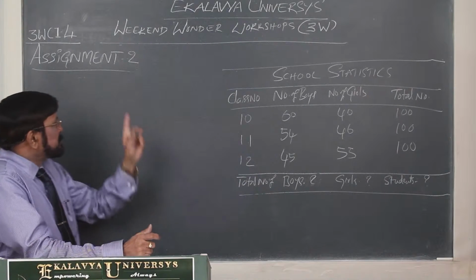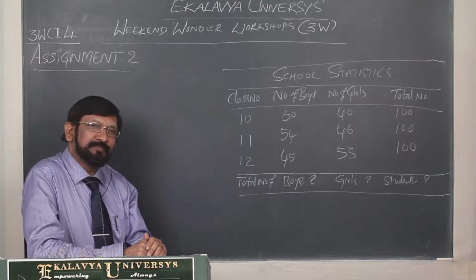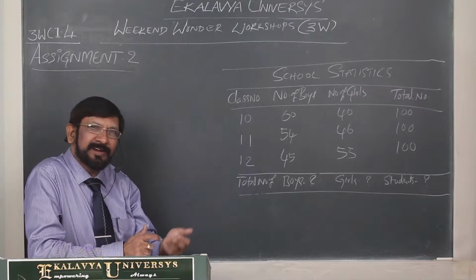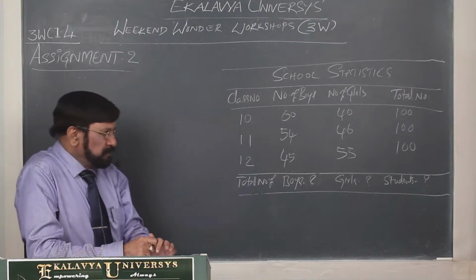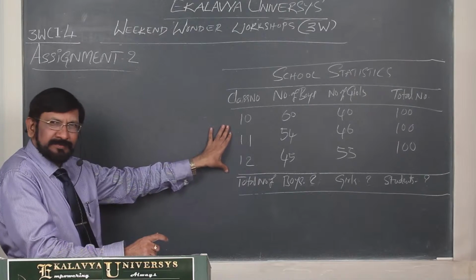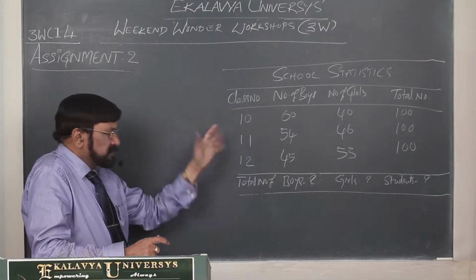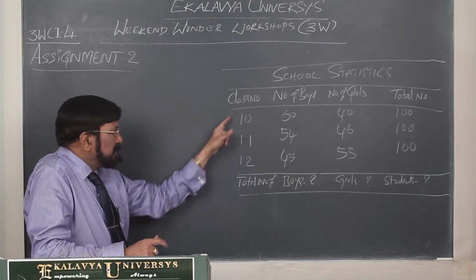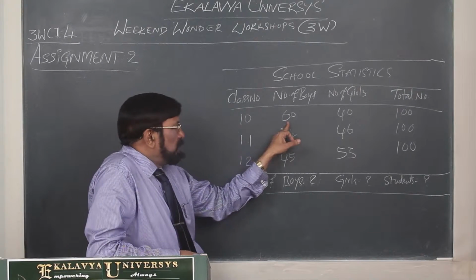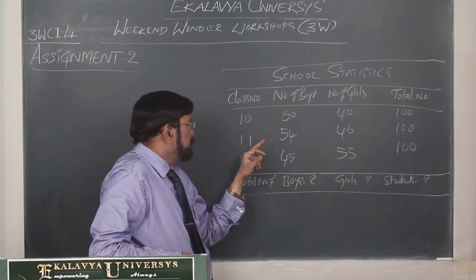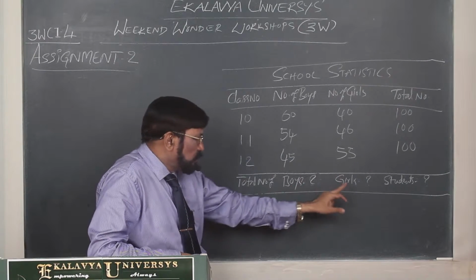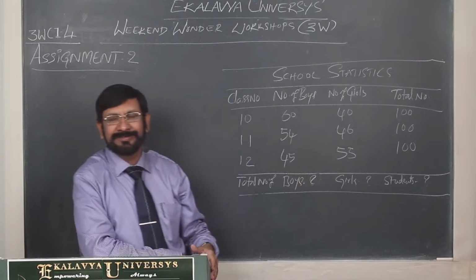Now, this is the second assignment for you. This is also the same standard, but you have to think differently for everything. Simple school statistics, and there are three classes. If you want more classes you can add them, but three is very compact. That's why you put three classes. Okay, three classes, number of boys, number of girls, and total number. In the same manner, here total number of boys, total number of girls, total number of students.